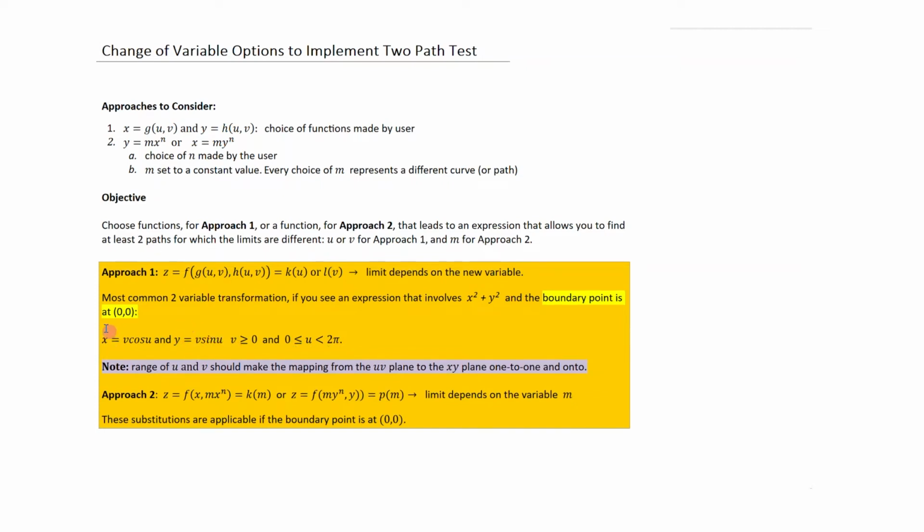So this is typically an expression we would use. Mind you, this is only if the boundary is at 0, 0. This would have to be modified if that's not the case. And again, just to reiterate, it's a mapping from the uv plane to the xy plane, and it's 1-to-1 and onto. Approach 2 is to make the substitution either for y, m x to the power n, or for x, m y to the power n, such that the resultant after simplification is only a function of m, and m represents different paths. Therefore, because it depends on variable m, the limit does not exist. These are again substitutions applicable if the boundary point is at 0, 0.